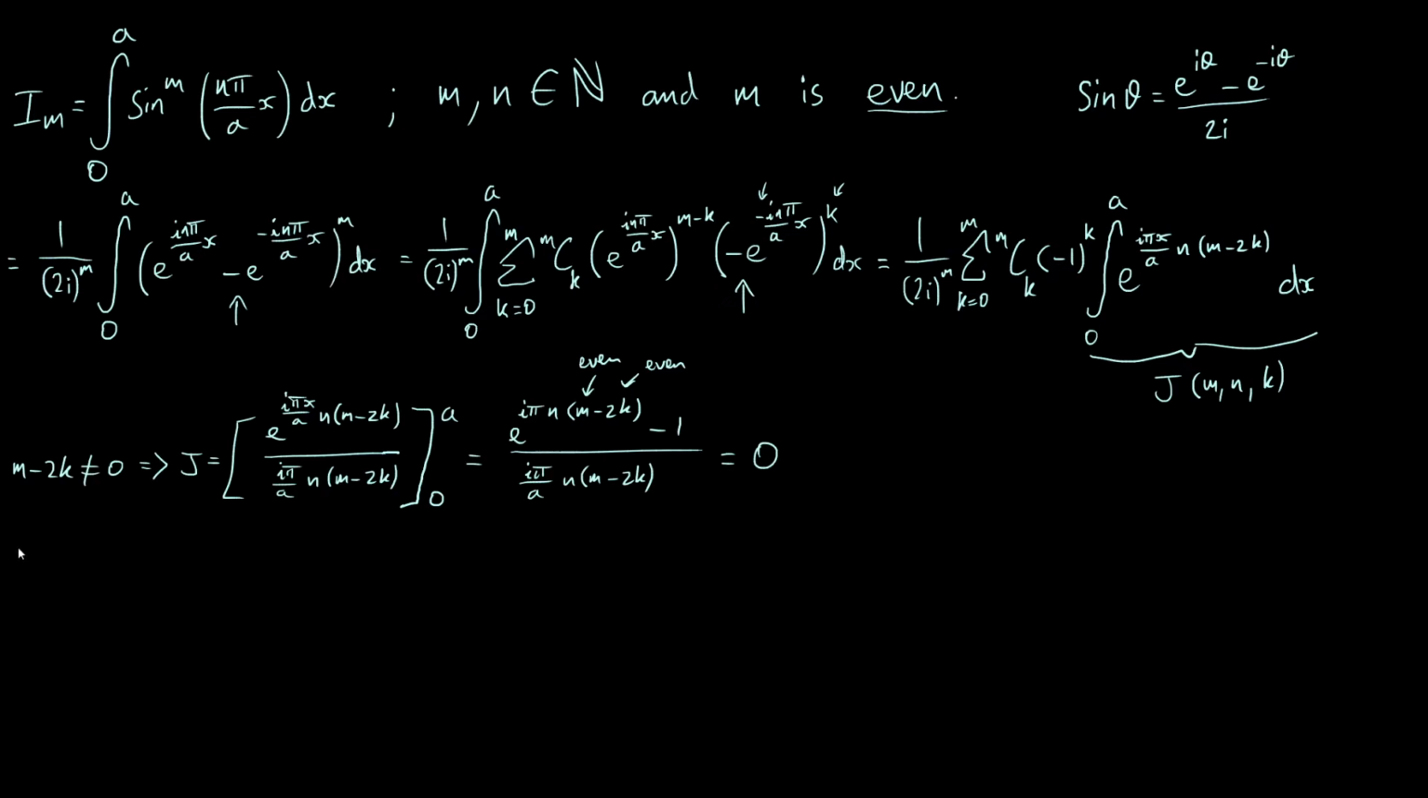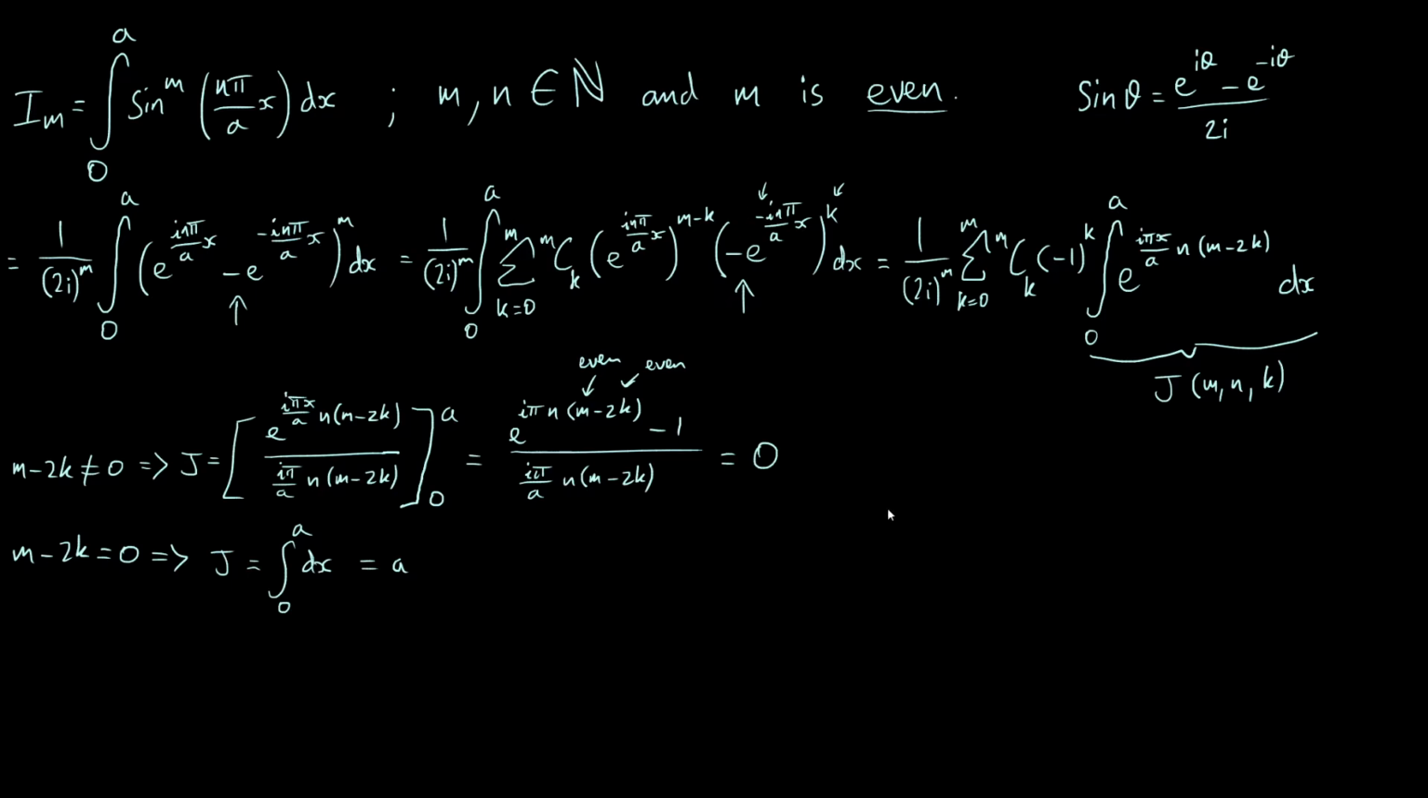So how about if it is 0? Well, if m minus 2k is equal to 0, then things are actually going to be different, because j is just going to be, well, this exponential just becomes e to the 0, which is 1, right? So j is just the integral from 0 to a of dx, right, which is simply a. Okay, so in either case, we get different results, but they're both quite simple.